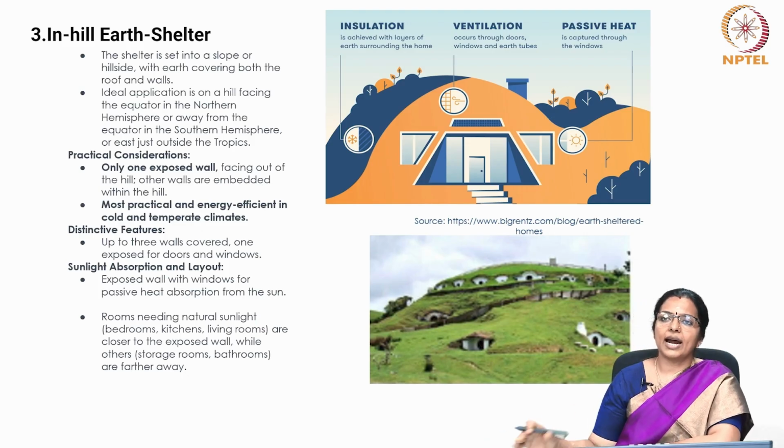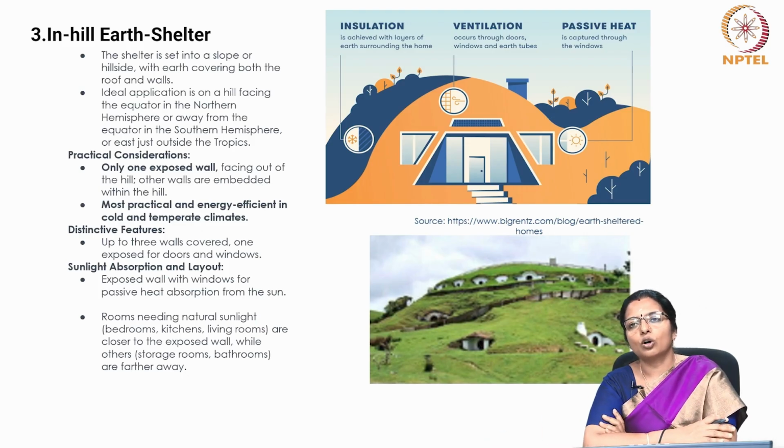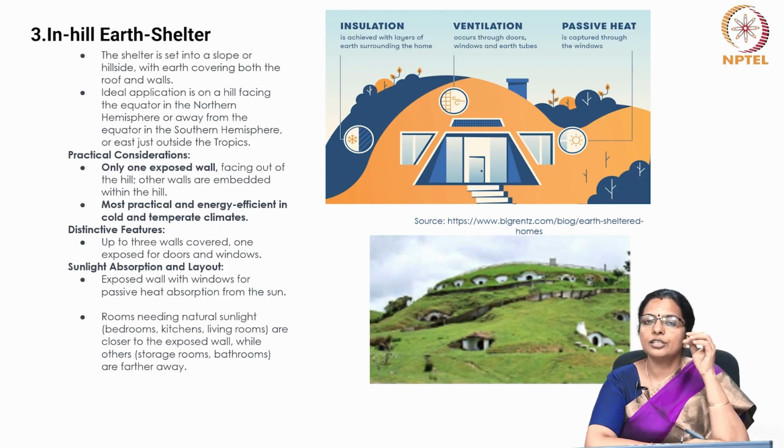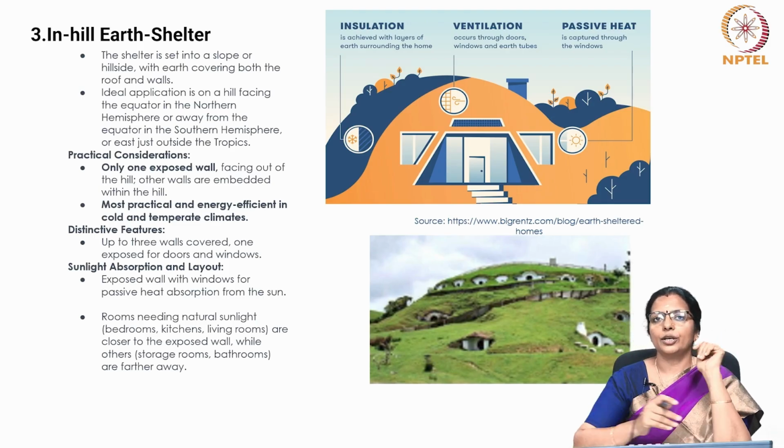Sunlight absorption and layout happens because the exposed wall with windows can bring in passive heat with absorption from the sun. Rooms needing natural sunlight such as bedrooms, kitchens, and living rooms are closer to the exposed wall, while other rooms like storage areas or bathrooms are farther away. Again, this kind of in-hill earth shelter has issues of condensation or mold in areas that are very damp and humid.